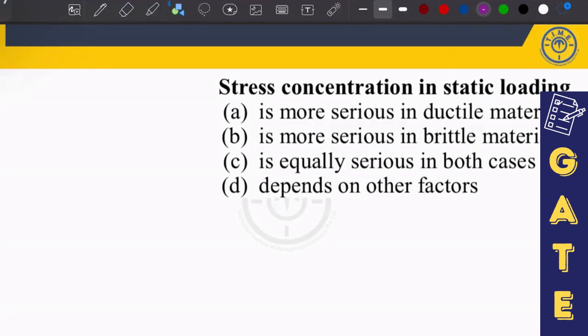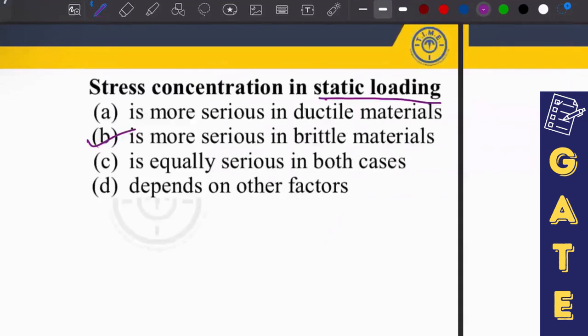So what will be the answer for this question? Option B, because under static loading, for a ductile material there is no problem because of local yielding; the stress value will be redistributed. Whenever there is a higher stress, it will be redistributed because of the plastic deformation. But in a brittle material there is no plastic deformation, so it is more serious. But if it is dynamic loading, it will be serious in both cases, either ductile or brittle.